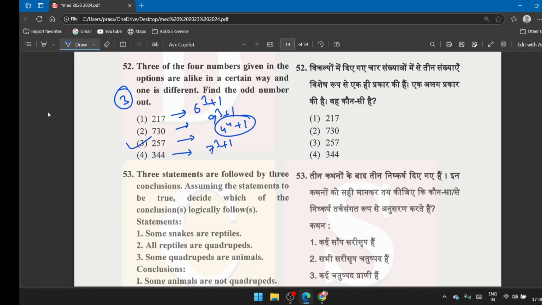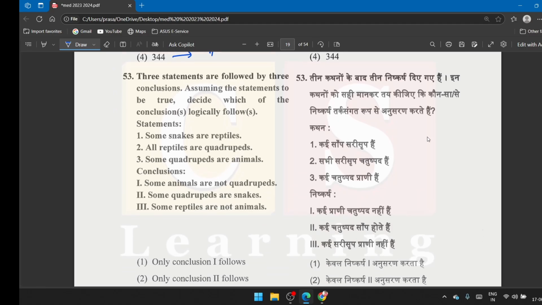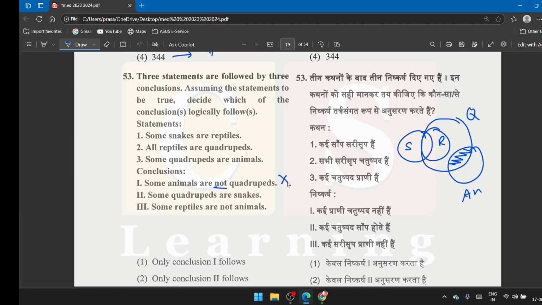Option 3. Next, what is this? A syllogism question. Some snakes are reptiles. All reptiles are quadrupeds. Some quadrupeds are animals. Some animals are not quadrupeds. Animals have only a 'some' relation with quadrupeds. We don't know about the 'not' part. That is why this definite conclusion will be wrong.